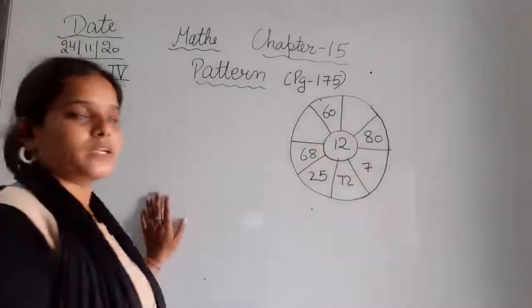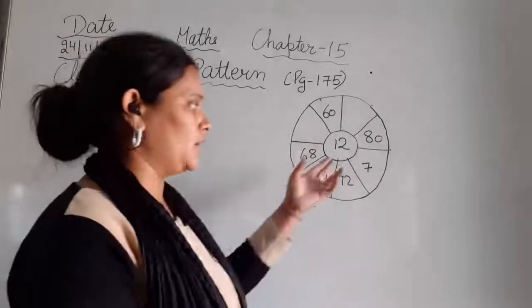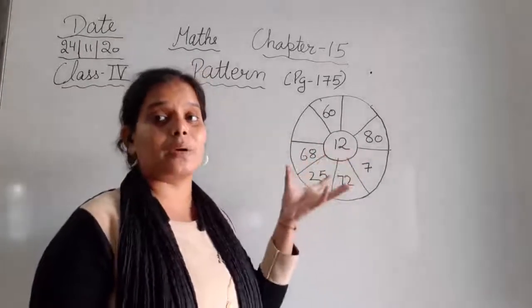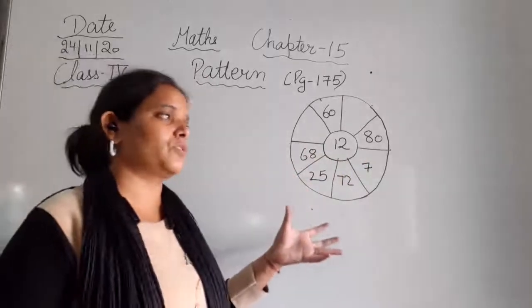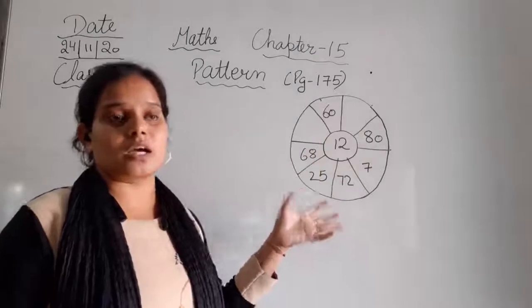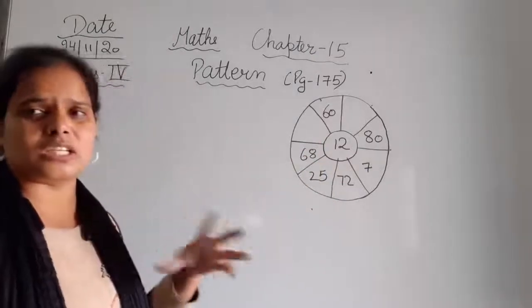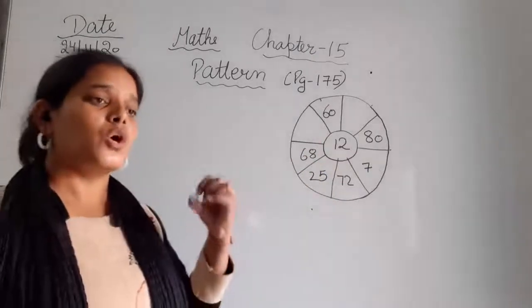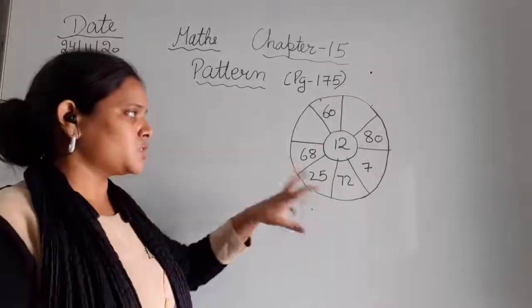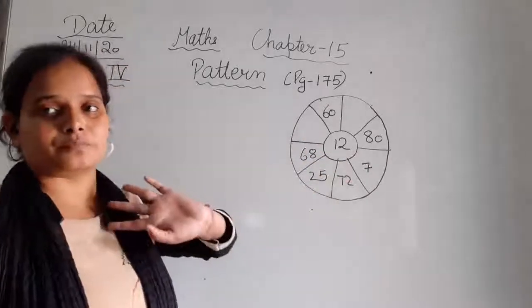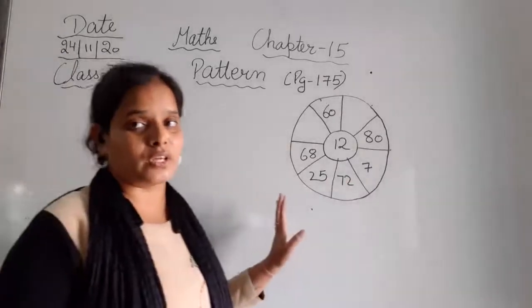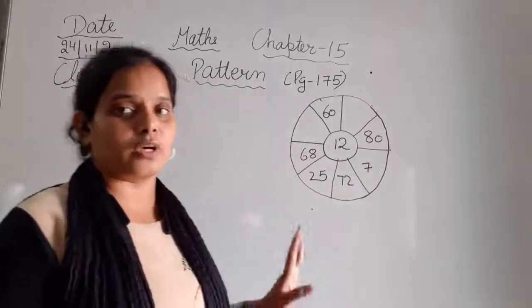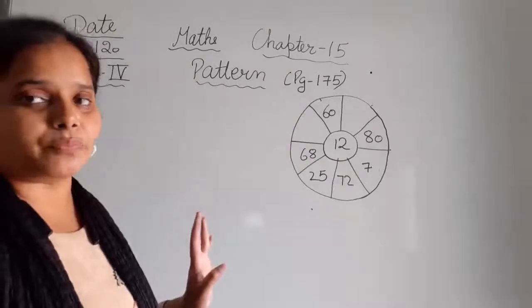In this pattern, the 12 is written in the middle. So that means here we are following such a pattern that if we do any calculation all around, addition, subtraction, multiplication, division, anything, somehow the 12 will be there only. Now the question is, what pattern are we following here?